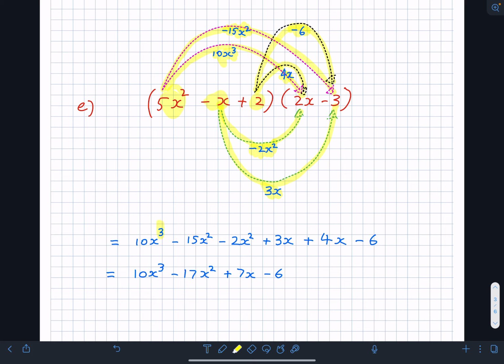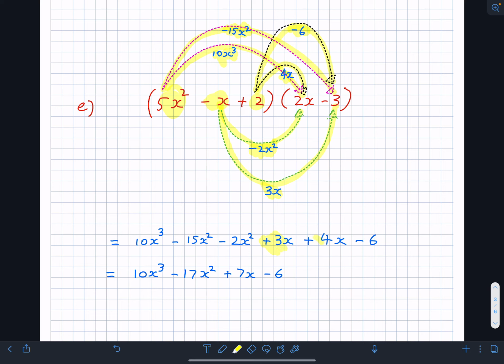So anything to the power of 3, we've got 10x to the power of 3. To the power of 2, we've got a minus 15x to the power of 2 and a negative 2x to the power of 2. So you've got minus 15 of them, and then we minus another 2 of them, so it's going to be minus 17 of them. So it's minus 17x squared.